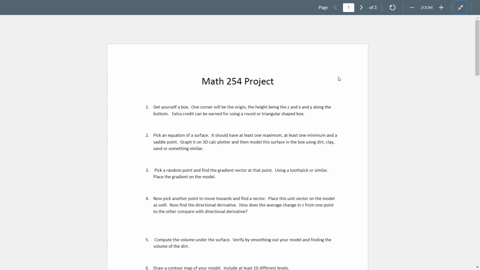Okay, so you're going to find a point on that, and you're going to put a gradient vector at that point. I can use a toothpick or something. Then you're going to pick another point to move towards, find the vector between the two, and make that a unit vector on the model. Now find the directional derivative, that sort of thing.